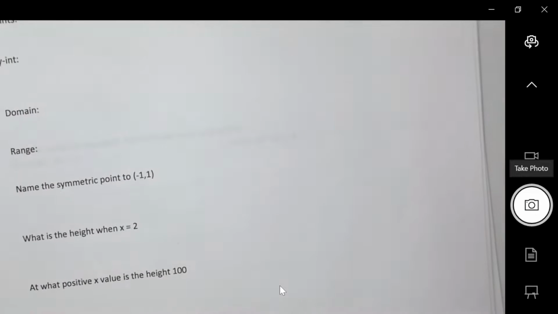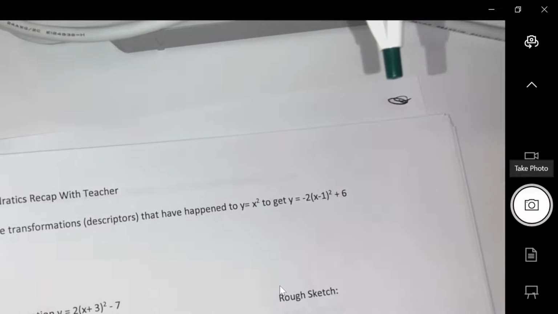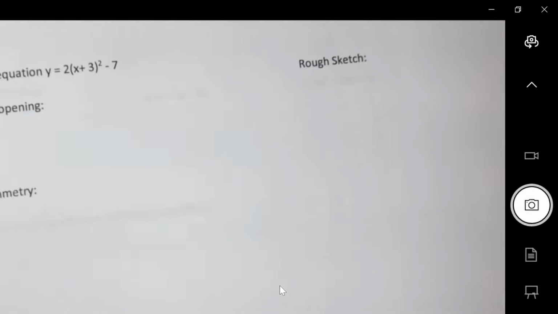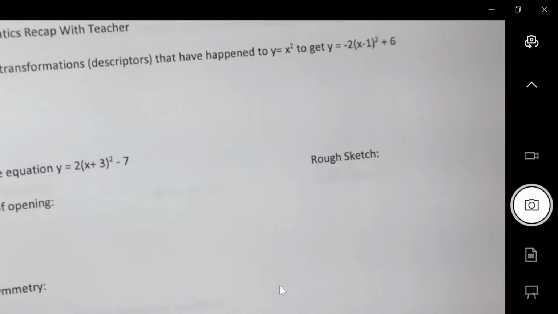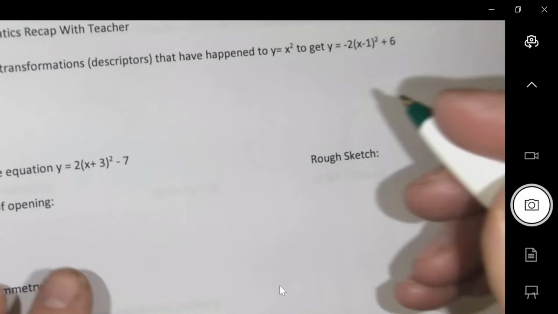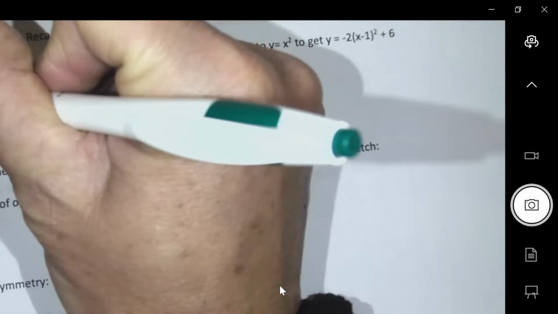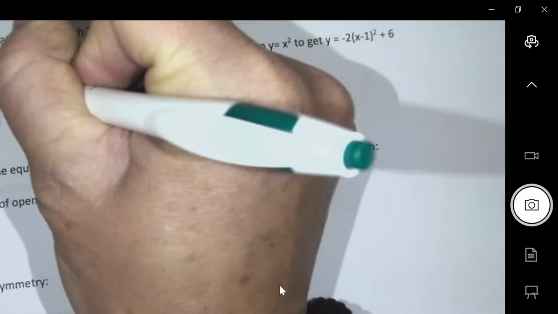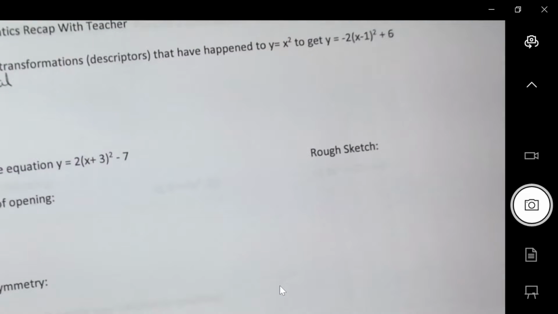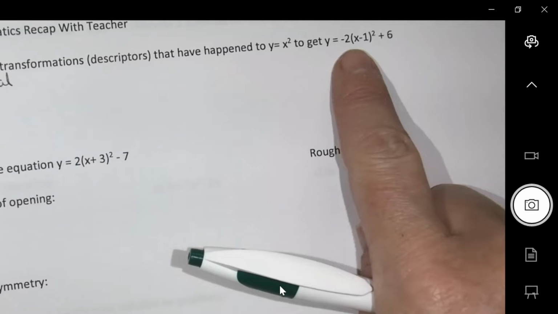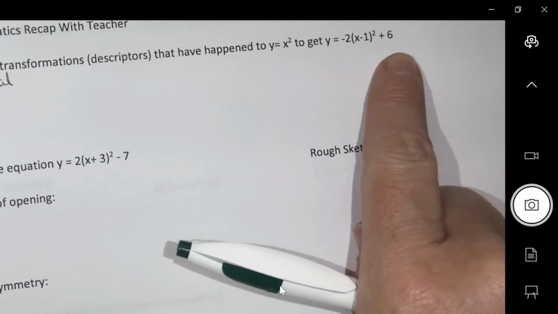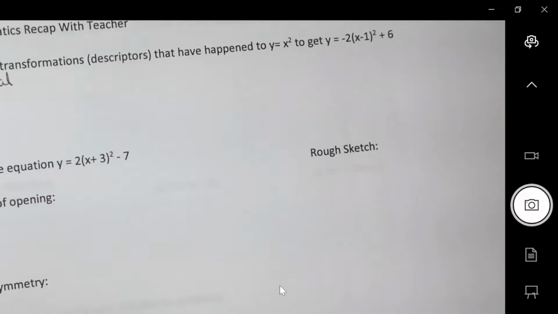Okay, so quadratics, descriptors, what happens? So we can think about the normal. That's normal, that's a quadratic. And then we're going to graph this one, and then we're going to see what happens.